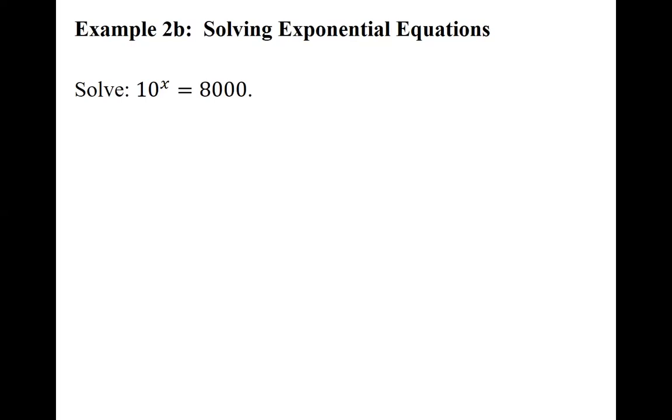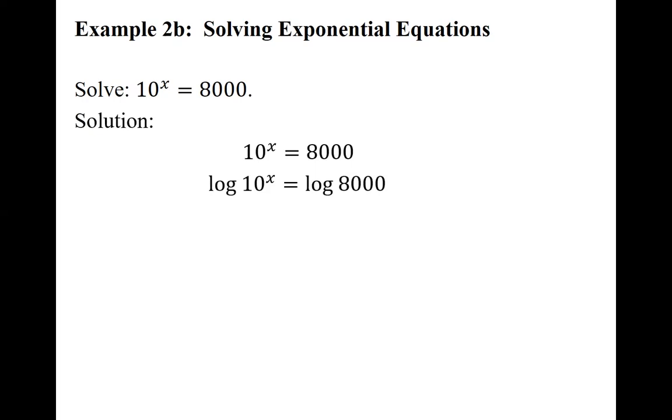Let's solve 10 to the x equals 8,000. Well, we can do regular common logs on our calculator. And the regular common log will cancel out the base 10. So here, we'll take the common log of both sides. Log 10 to the x equals log 8,000.